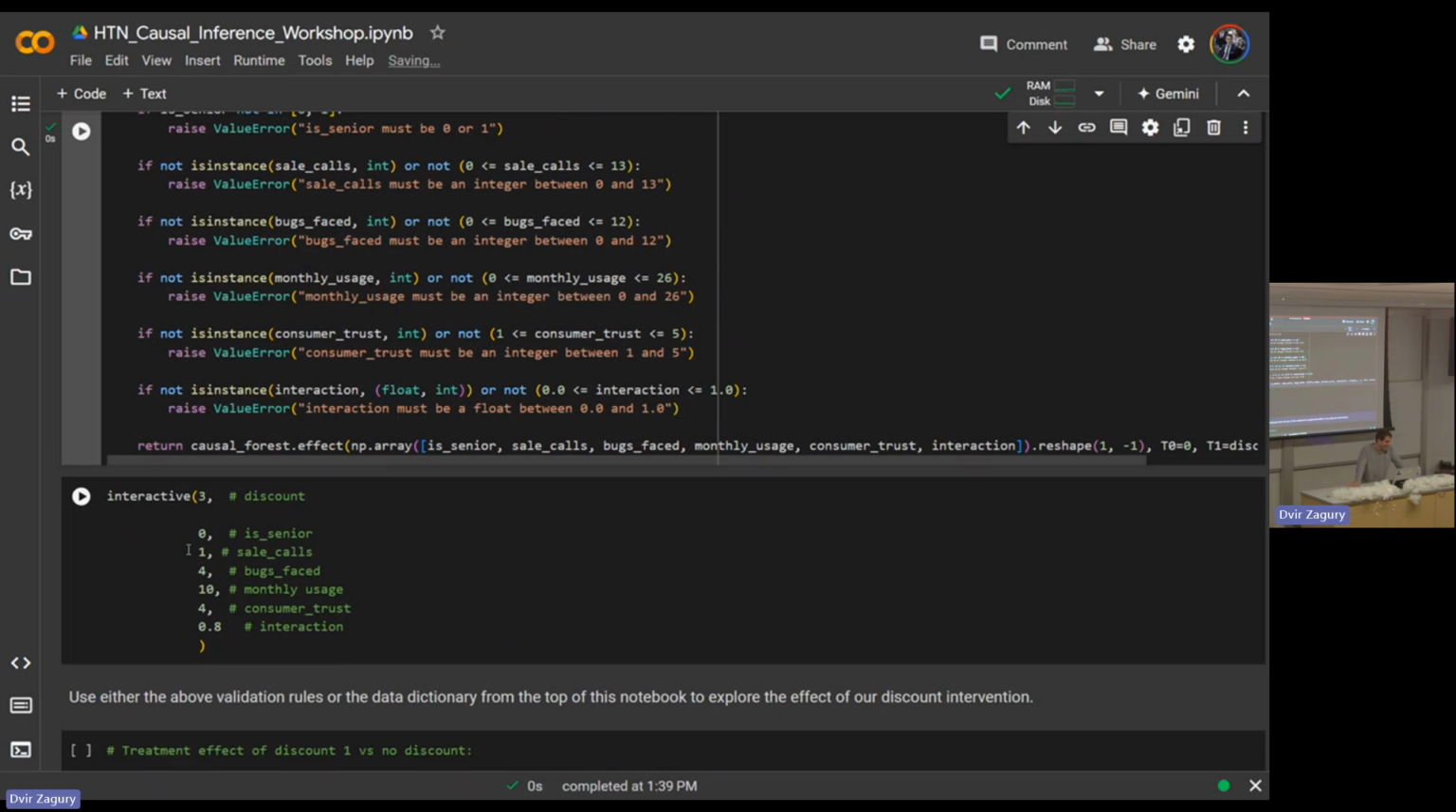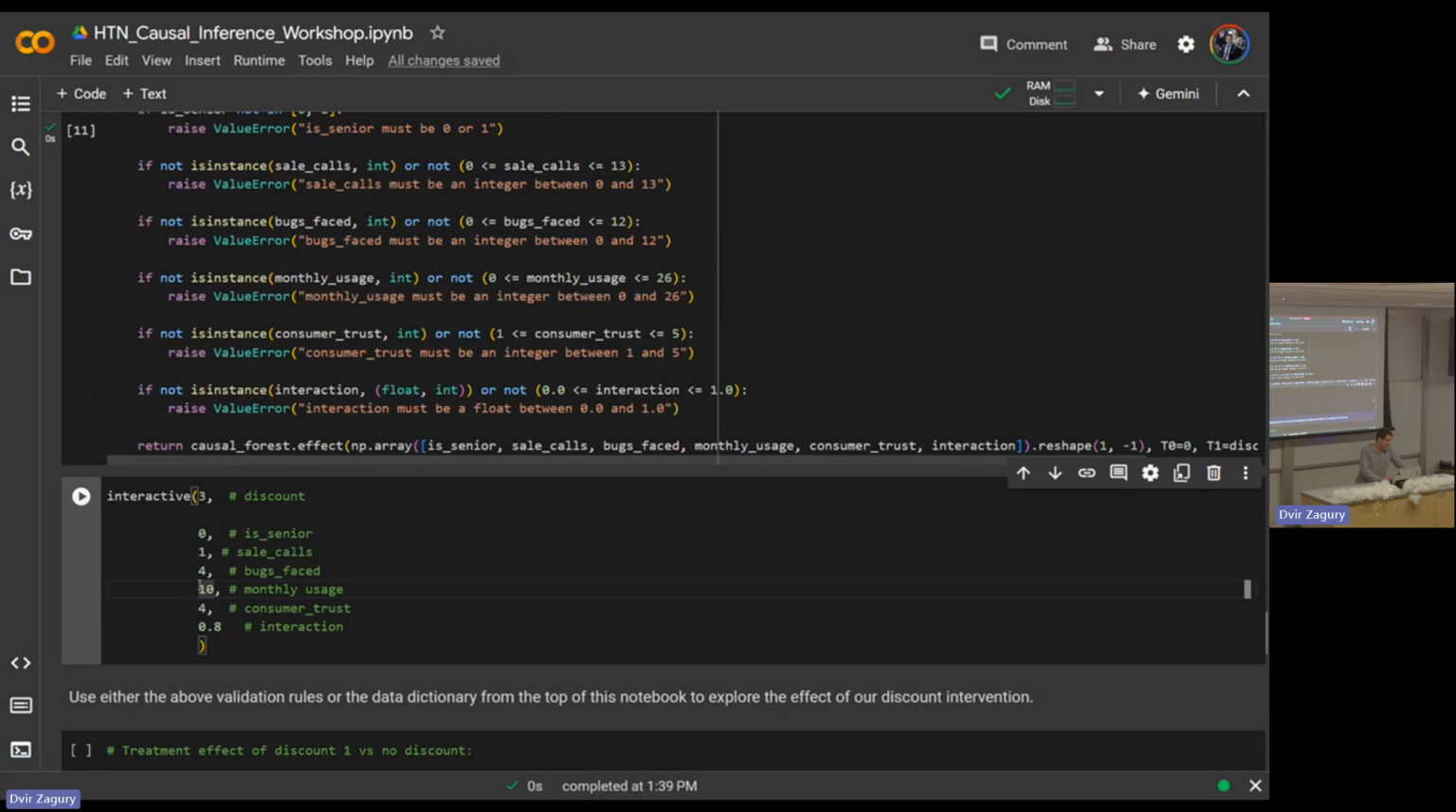A single sale call, they faced 4 bugs and they have a monthly usage of 10. What 10 means, it might be 10 times a month, might be 100 times a month. There's all kinds of interpretations, but it's 10, and I think it was from 10 to 26 or 36 or something. So we know it's about the middle.